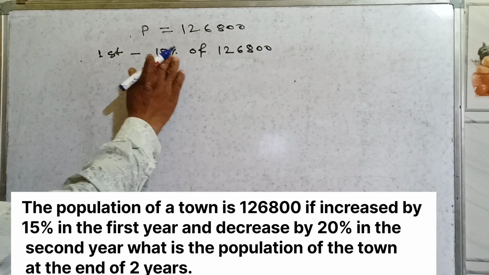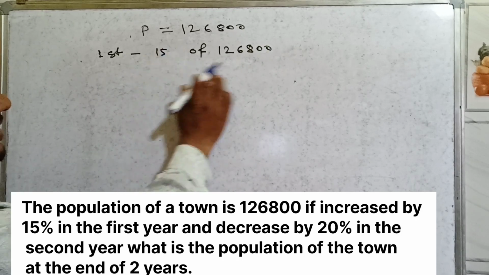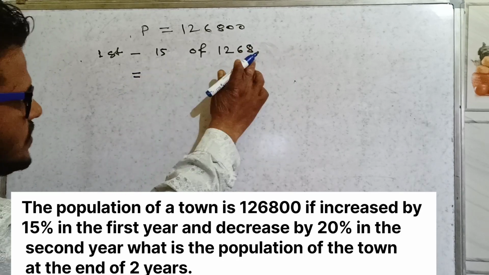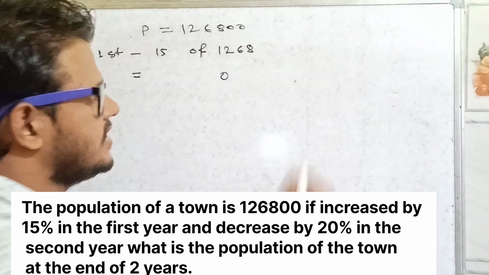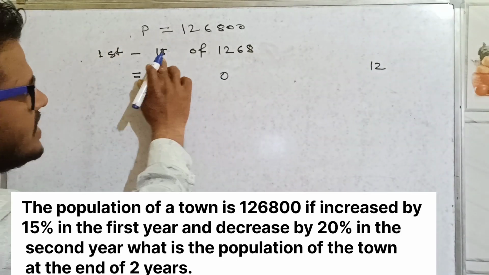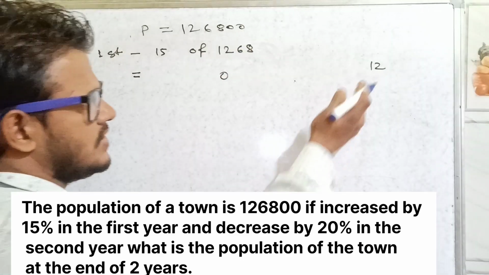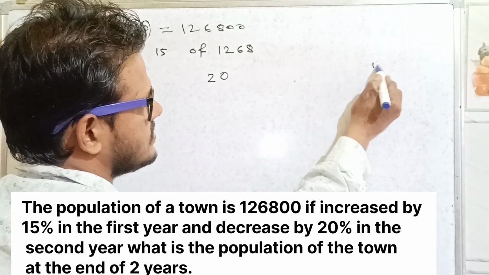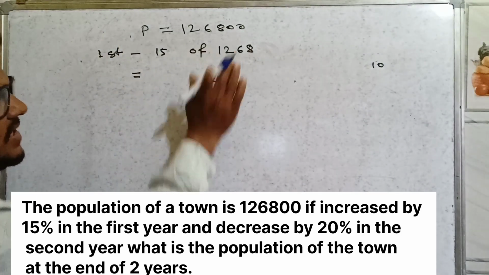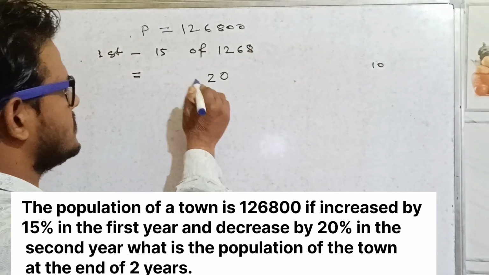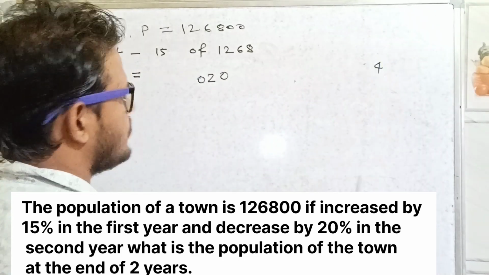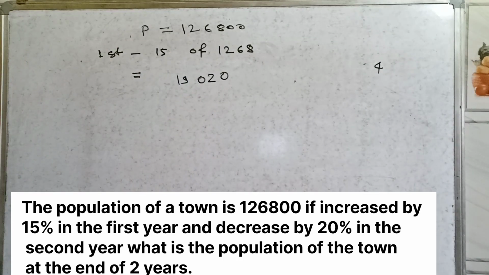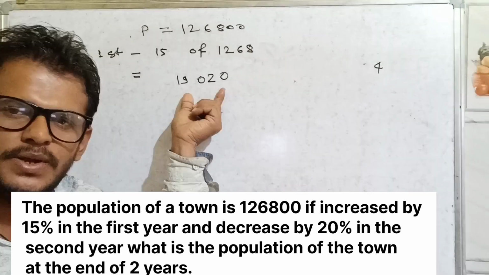1,26,800, right? Percent means by 100, so the percent and 00 get cancelled, right? So 15 into 8 will be 120, remaining is 12. 15 into 6 is 90, 90 plus 12 is 102, so 2 here and remaining is 10. 15 into 2 is 30, 30 plus 10 will be 40, 0, remaining is 4. 15 into 1 is 15 and 4 is 19, so the first year increase is 19,020, right?